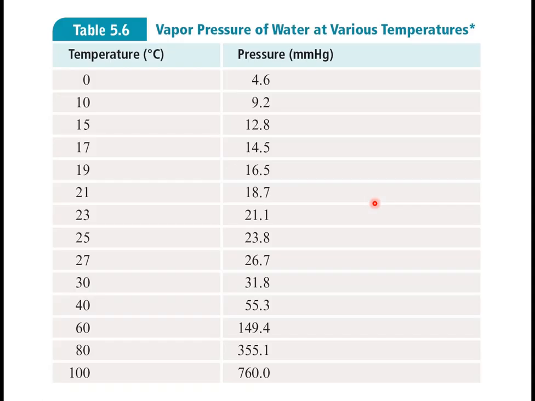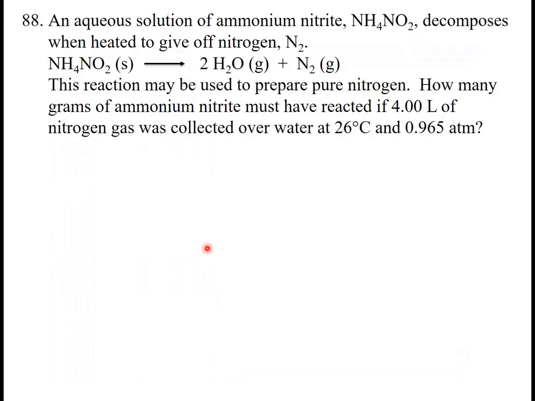So here's a table of vapor pressures at different temperatures. If your temperature is not listed, say at 22 degrees, you can take the average of these two. We expect that it's a linear response between pressure and temperature. So here's an example of a problem.